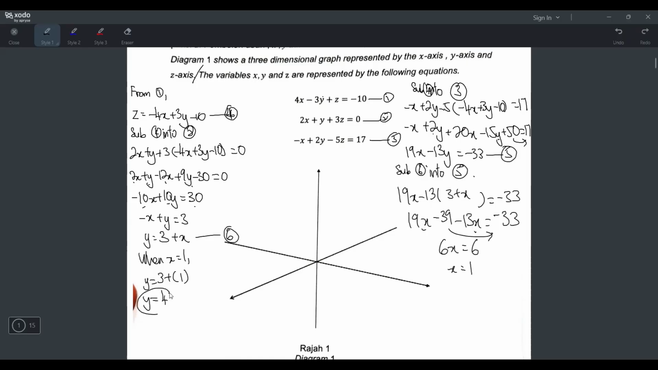And after you get your x and y, you still need to find your z, and you sub into equation 4. Because your equation 4 is z equals negative 4x plus 3y minus 10. Let me look from here. Alright, so the x and y you sub. x is 1, y is 4. So now you press the whole thing. Negative 4 plus 12, 8, minus 10, negative 2, right? So I end up finding the answer.